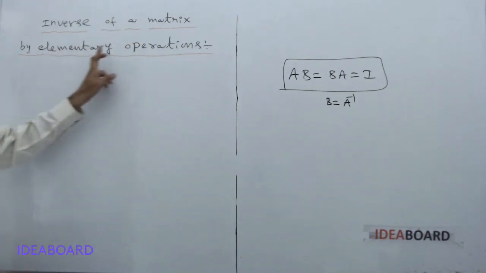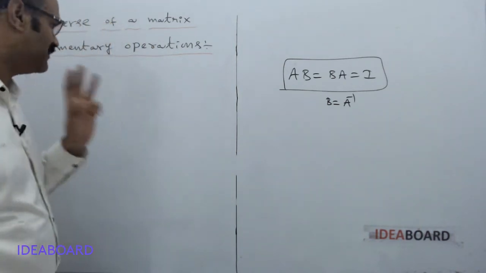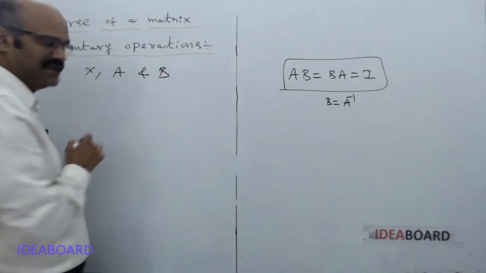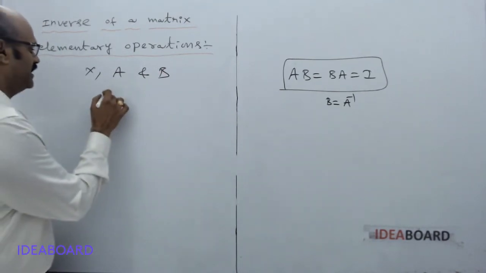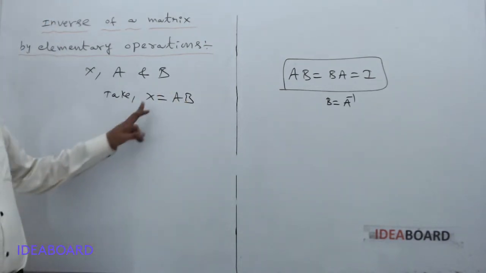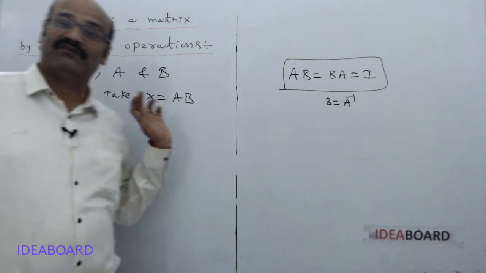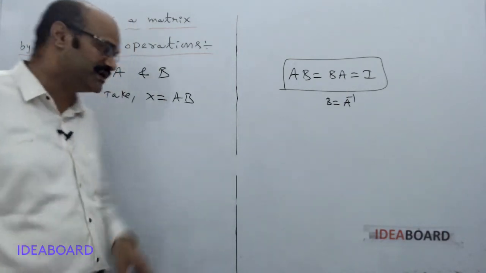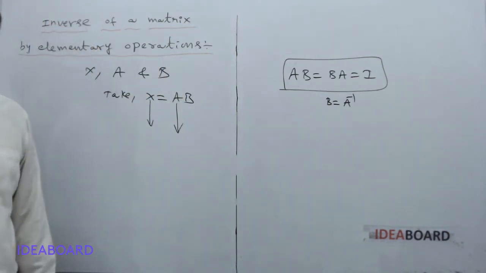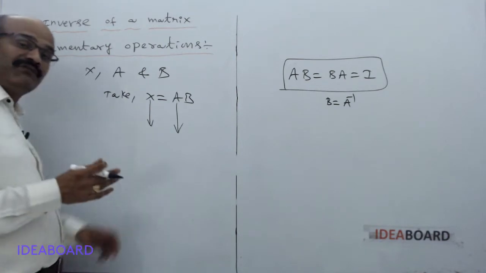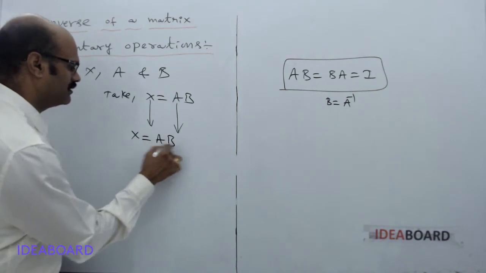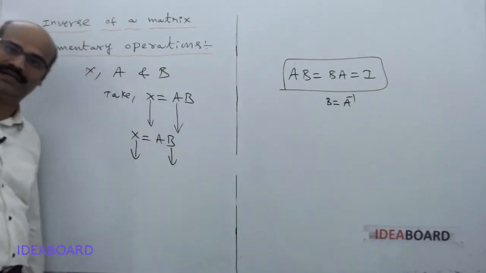Now, inverse of a matrix by elementary operations. Let me take 3 matrices X, A and B, any 3 matrices. Now, take X equal to AB. To find the inverse of a matrix by using elementary row operations, we have to apply the 3 row operations on X and A only. Similarly, if you want to apply column operations, we have to apply them on X and on B only.